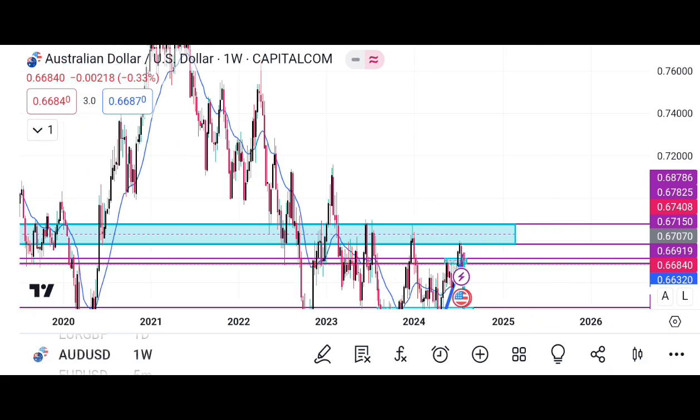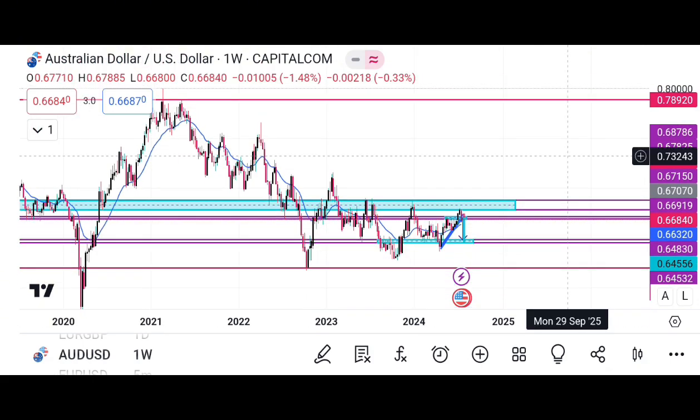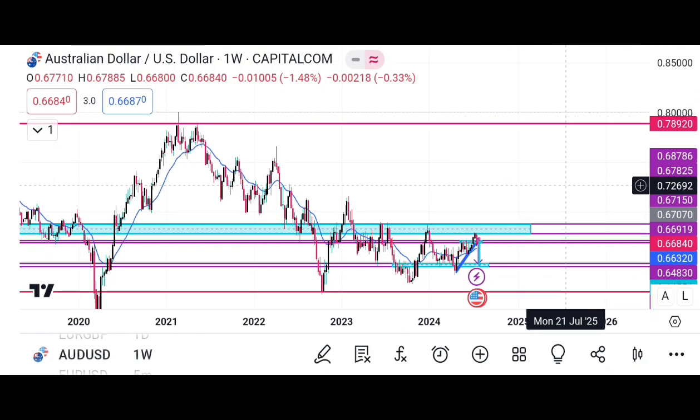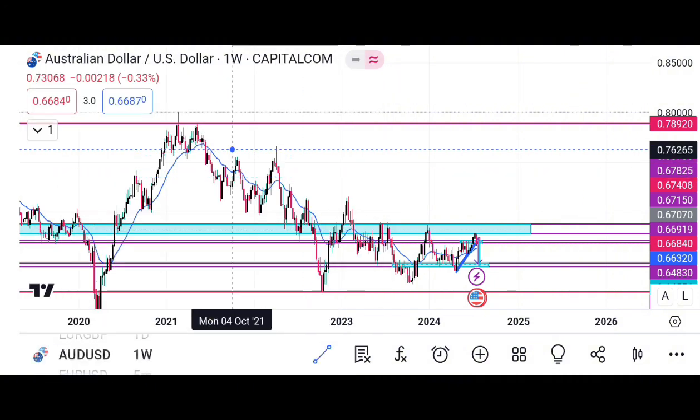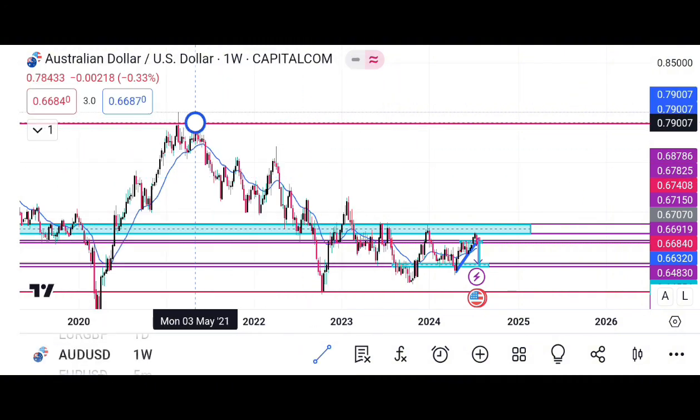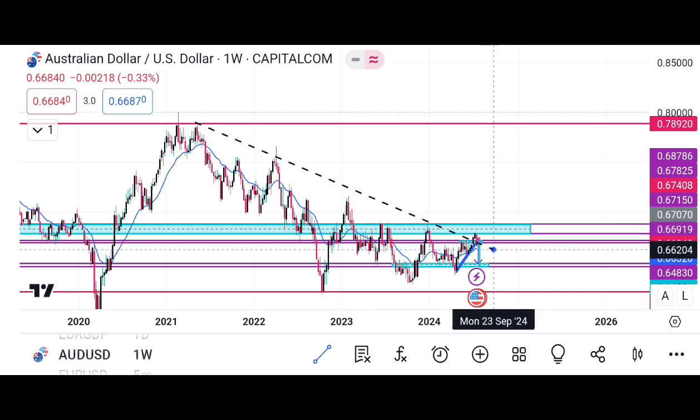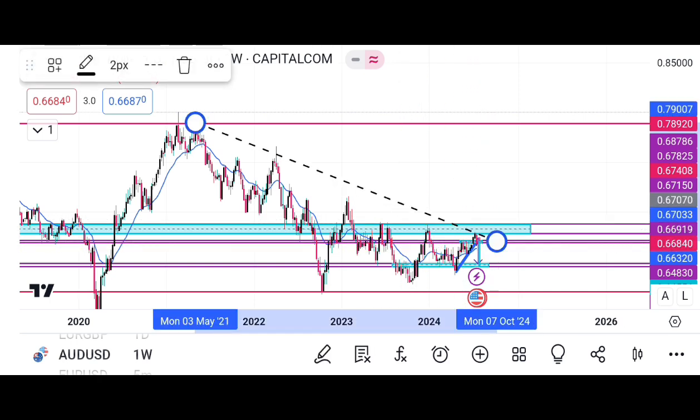In my weekly time frame, what I've seen is that we are in a downtrend. Why am I saying we are in a downtrend? If you guys can see here, the market is moving downwards. There's nothing broken above this line that I've just drawn over here.